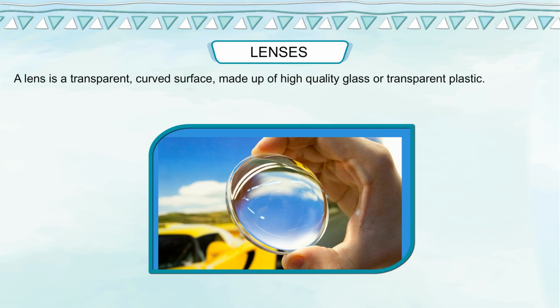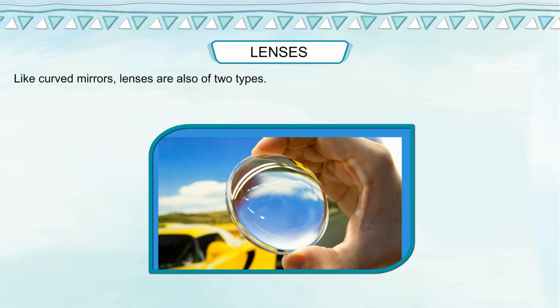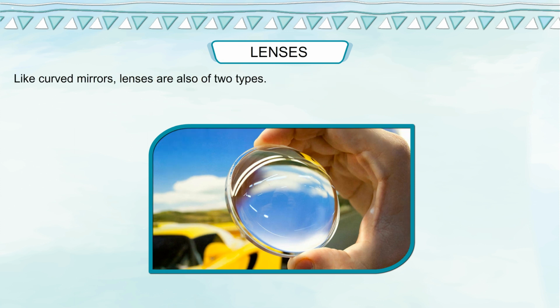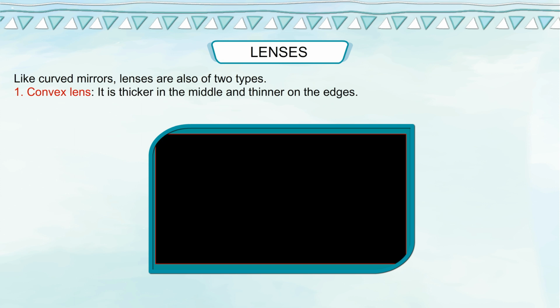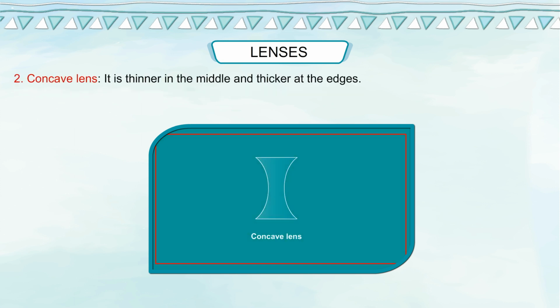A lens is a transparent, curved surface made up of high-quality glass or transparent plastic. Like curved mirrors, lenses are also of two types. 1. Convex lens. It is thicker in the middle and thinner on the edges. 2. Concave lens. It is thinner in the middle and thicker at the edges.